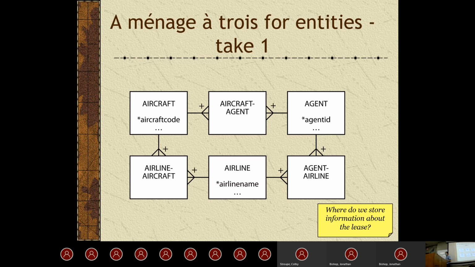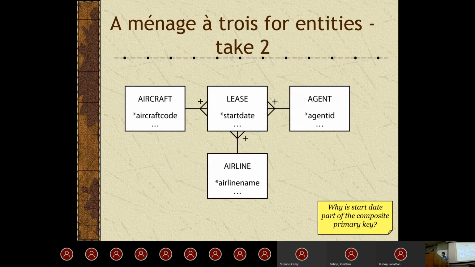So basically what's going on is we have an aircraft, we have an agent, and we have an airline. These are our 3 primary entities here. And within that, there's a bunch of many-to-many relationships. So an aircraft is used by an airline. That's a many-to-many relationship. So we added in an associative entity here. But the problem is we have 3 of those relationships. So we want to simplify things. If you submitted this would be a correct answer. There's nothing inherently wrong with it, but it's just very complicated.